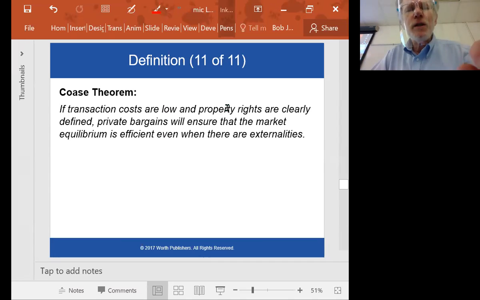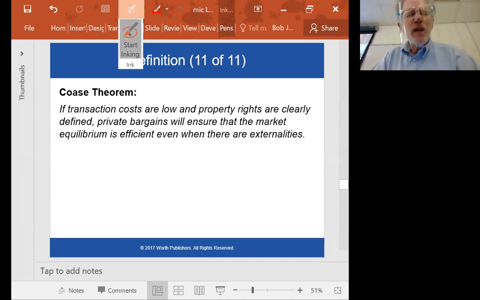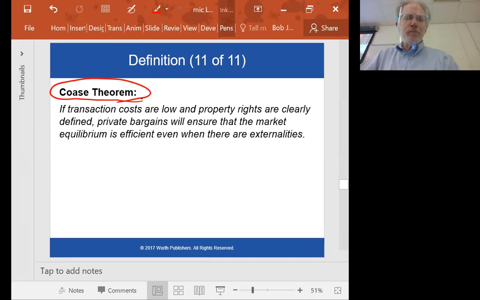Coase theorem, we're just going to touch on for a moment. It's a very interesting idea named after a Nobel Prize winning economist, Ronald Coase. If transactions costs are low and property rights are clearly defined, private bargains will ensure that the market equilibrium is efficient even when there are externalities. Okay?